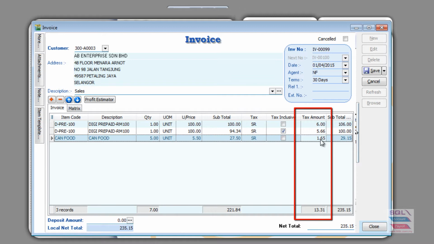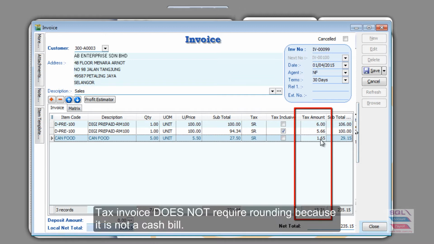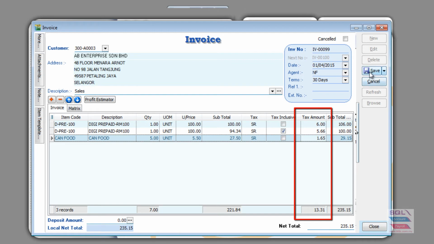Now, because this is a tax invoice, you are not required to round up both at the item level as well as the subtotal level. Therefore, you can print it out as it is. But if you are doing a manual calculation, this will become very, very difficult.